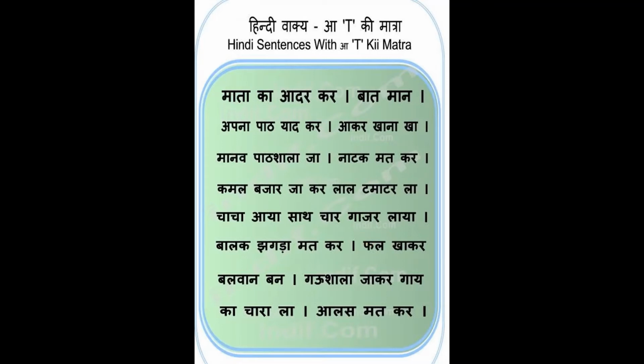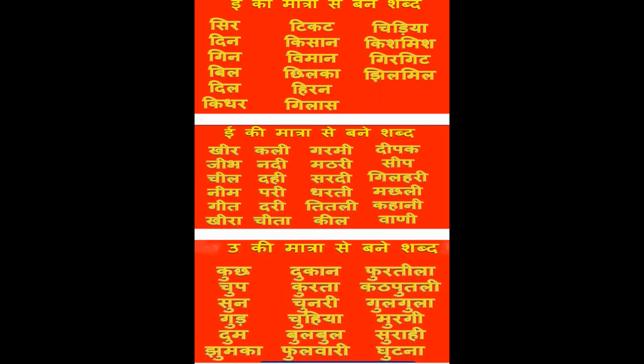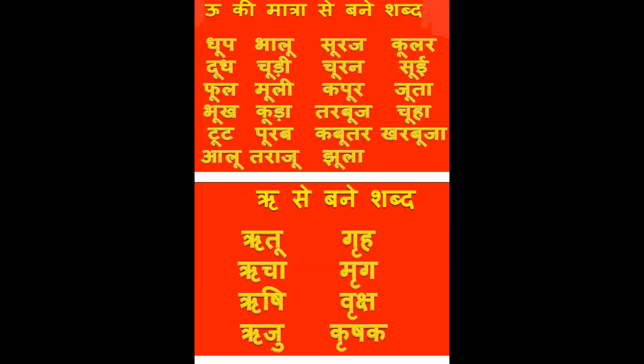You can easily read. U ki matra, finish. So in the same manner, U ki matra. One line, one column I will read, children. Remaining all you practice. Doop, fool, book. Ta, U ki matra, tu, toot. A, la, U ki matra, lu, alu.